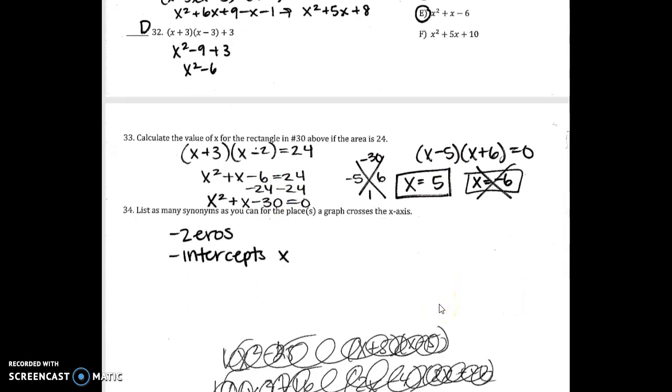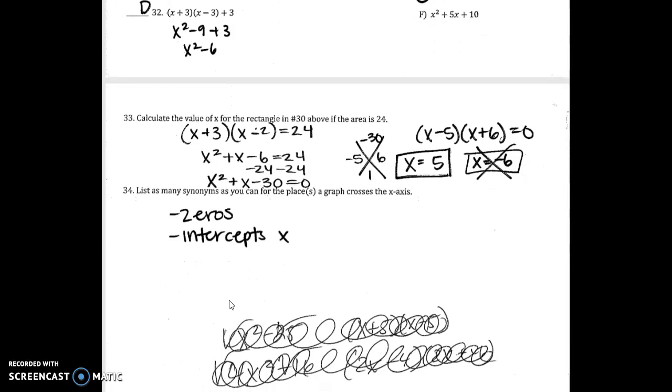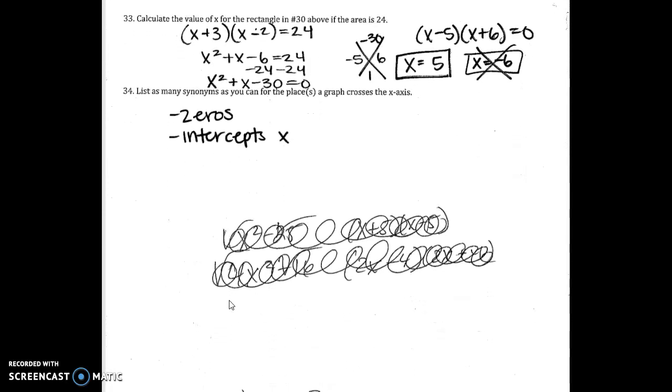Last one, list as many synonyms. Synonyms are words that mean the same. So you could say zeros, x-intercepts, solutions. Every time we find answers, we're technically finding the x-intercepts. And I know that was fast, but you can pause and listen to what you need to do to get ready for your test. Adios.